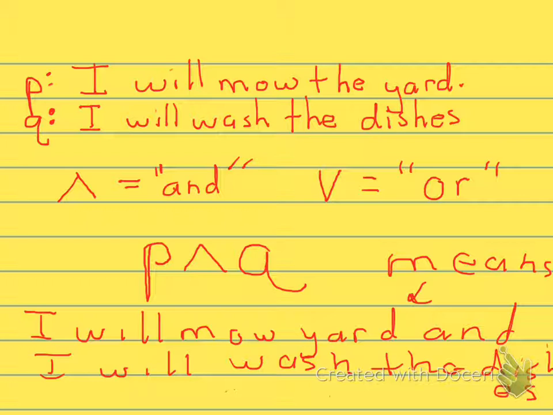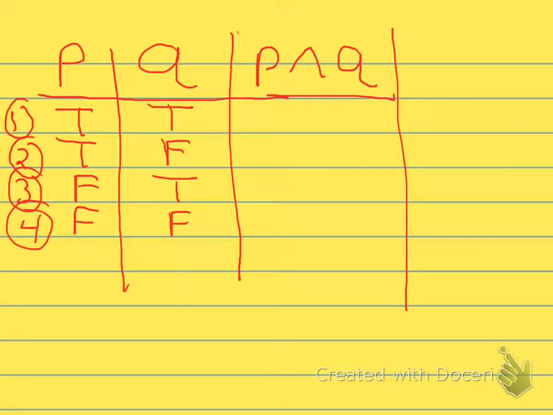So P, the upside down V, followed by Q, which we would read "P and Q," means I will mow the dishes, and, oops, better not mow those dishes, I will mow the yard and I will wash the dishes. What we want to examine is, did you keep your promise?